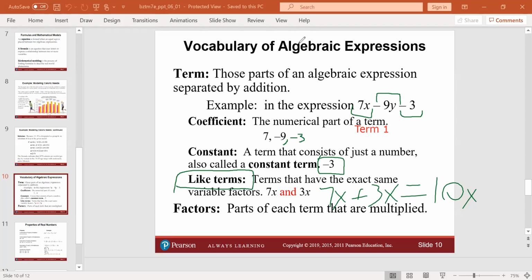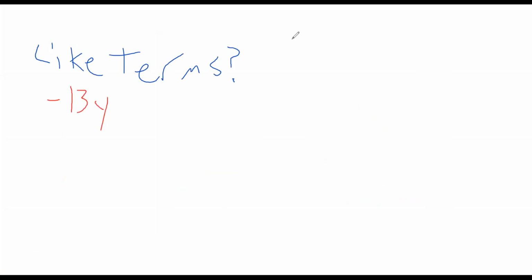So let's investigate that. I'm going to ask the question, are these like terms? I'm going to give you some examples. And you tell me if they're like terms or if they're not like terms. Like terms? Yeah, they like each other. I could add them together and actually condense them into something. So like terms, check.